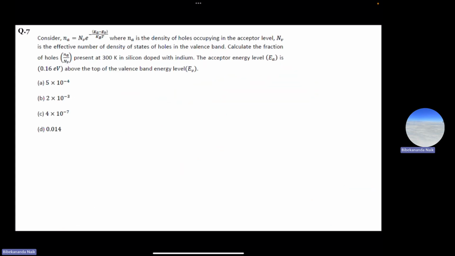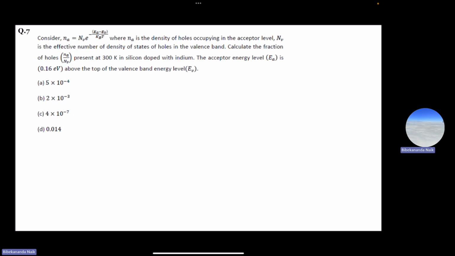Now we move to question number 7. The question says, consider Na equals Nv exponential minus (Ea minus Ev) by kBT, where Na is the density of holes occupying the acceptor level, Nv is the effective number of density of states in the valence band. Calculate the fraction of holes present at 300 Kelvin in silicon doped with indium. The acceptor level is 0.16 electron volt above the top of the valence band energy level.